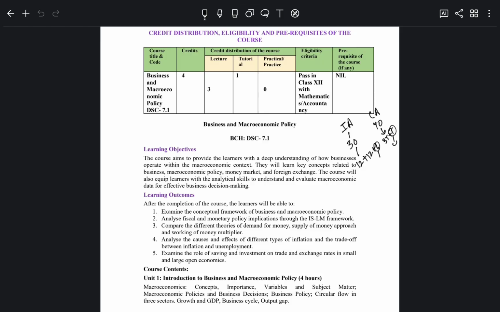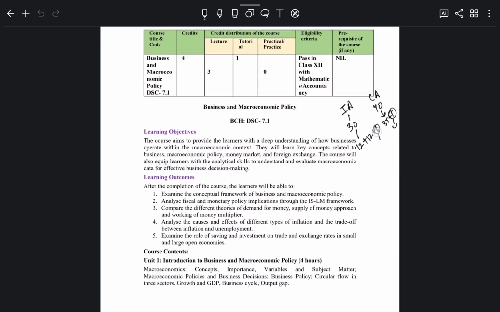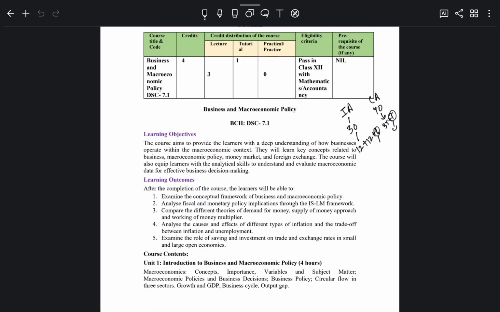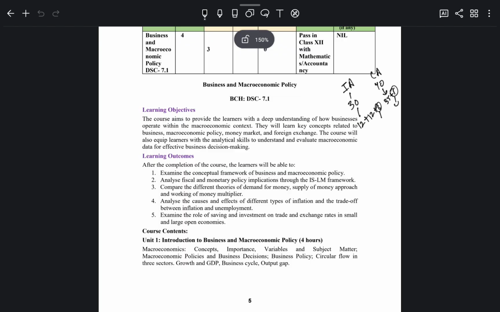So this course has 4 credits and it is a discipline specific core subject. Three credits are for lectures and one is for tutorial purposes. The marks distribution is like this: 90 marks will be for your final end term theory exam, 30 marks for the IA, and continuous assessment will be for 40 marks. Total marks will be 160.